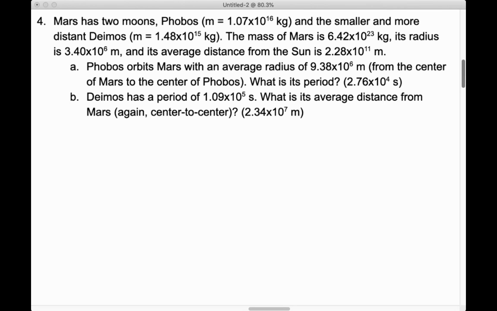This is the Chapter 13 Study Guide, Problem 4. So, what's going on here? Mars has two moons, Phobos and Deimos. There's the mass of Mars, its radius, and its average distance from the Sun. And let me just warn you right off the bat that many of those things are red herrings. So, lots of information about these things that seems like it might be useful that you're going to have to learn how to ignore. So, what are we trying to figure out here?